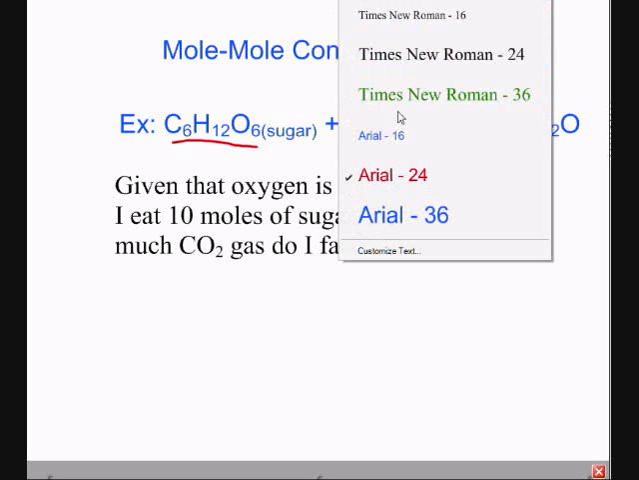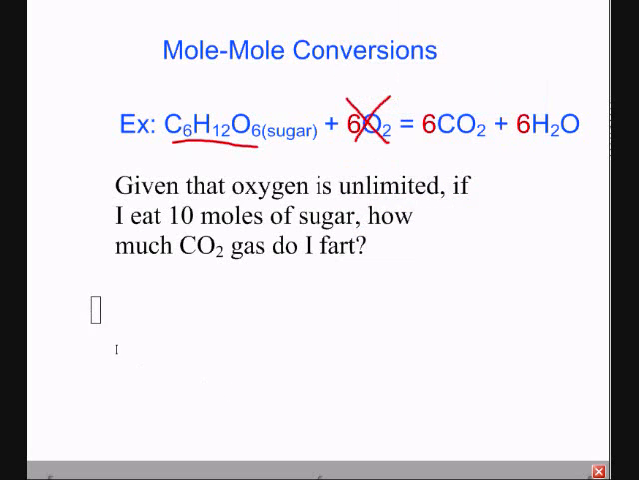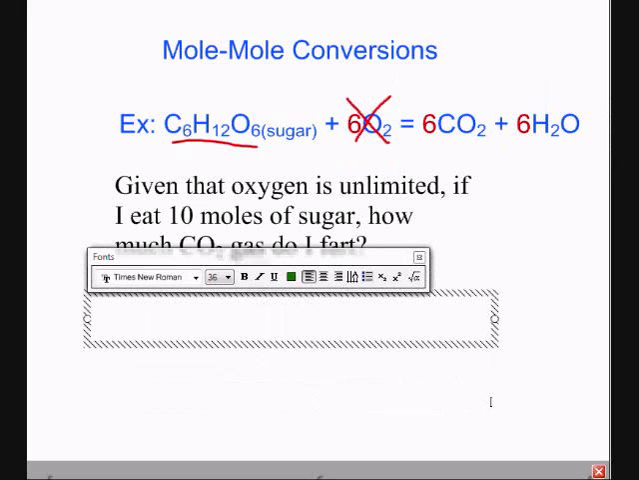So, I'm going to bring up a text here, and let's put it in here. We are going to start off with 10 moles of sugar. Very good. Now, what is the mole ratio here? Well, the mole ratio, if you look at my recipe there, says that I get 6 moles of carbon dioxide for every 1 mole of sugar. 6 to 1. I get 6 from 1, right?